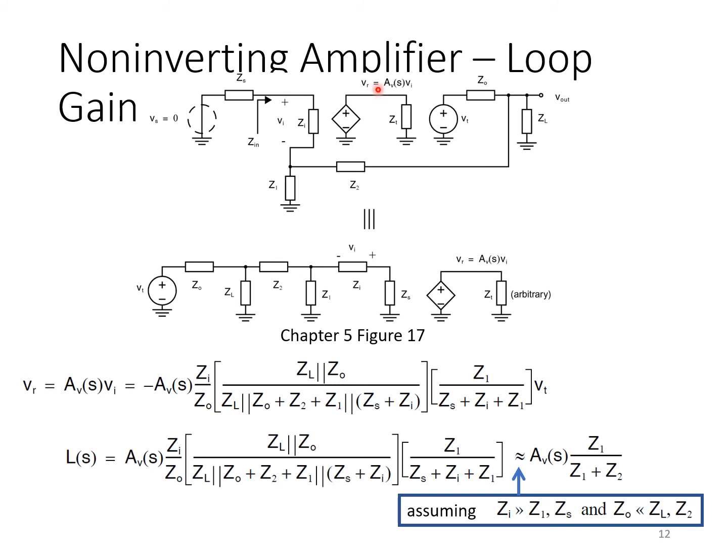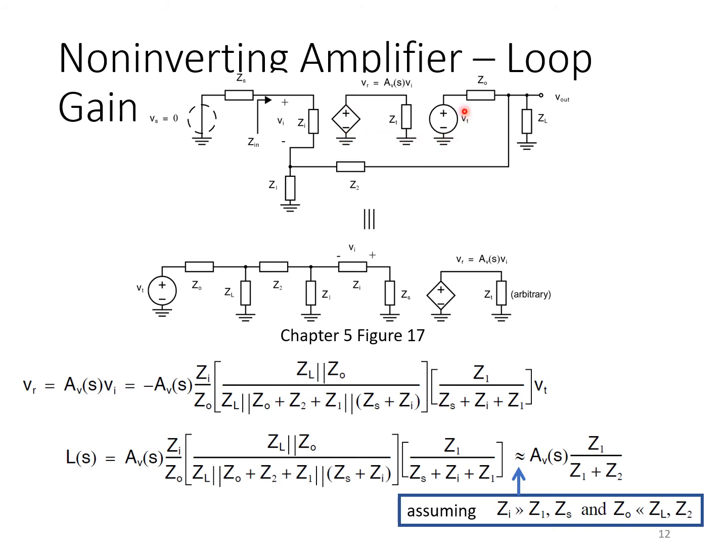And the reason it's convenient to break the loop here is because if we break the loop right at the output of this ideal dependent voltage source, then it doesn't really matter how we terminate the loop, because whatever termination impedance ZT we need to introduce here, it's being driven by an ideal voltage source. So it doesn't matter, we don't have to get that right in any way.